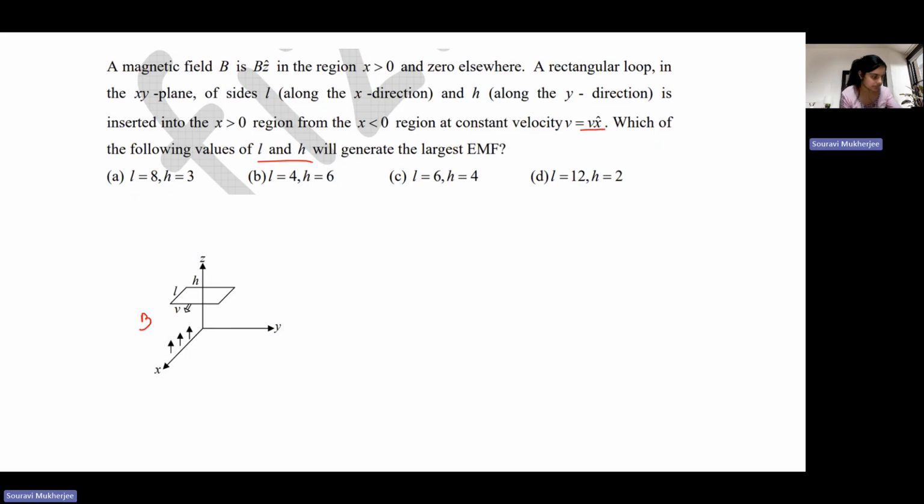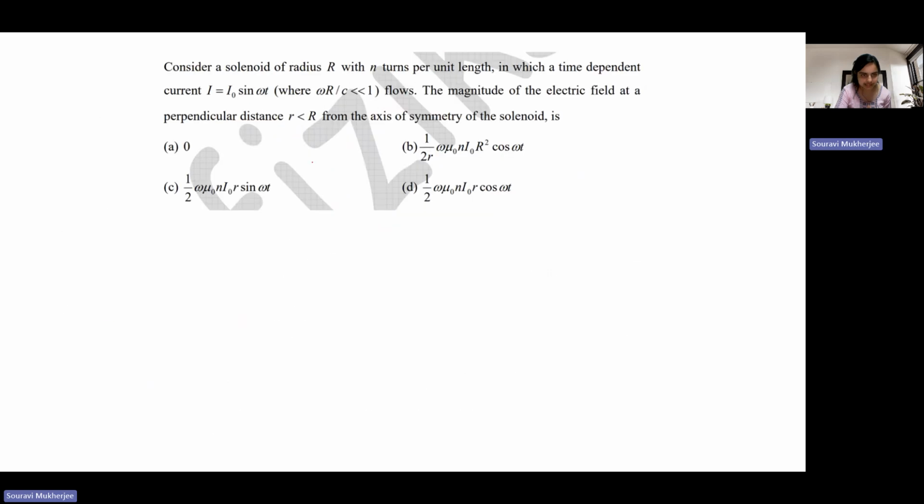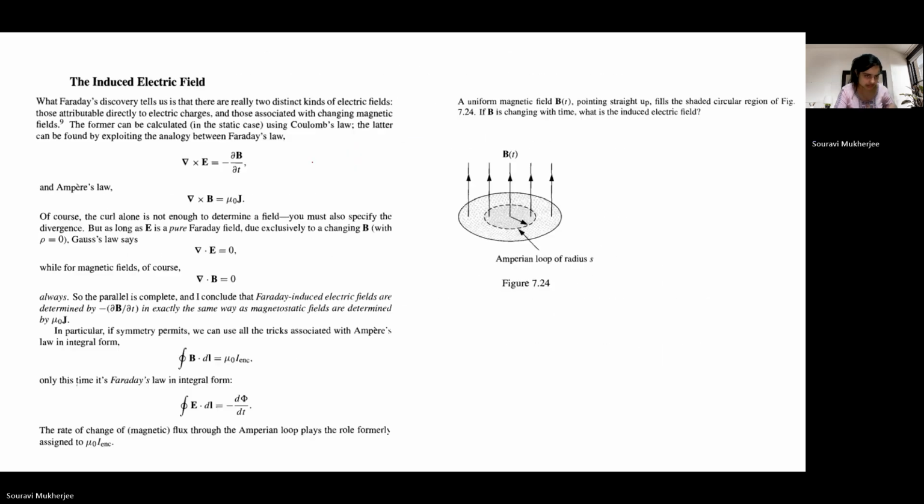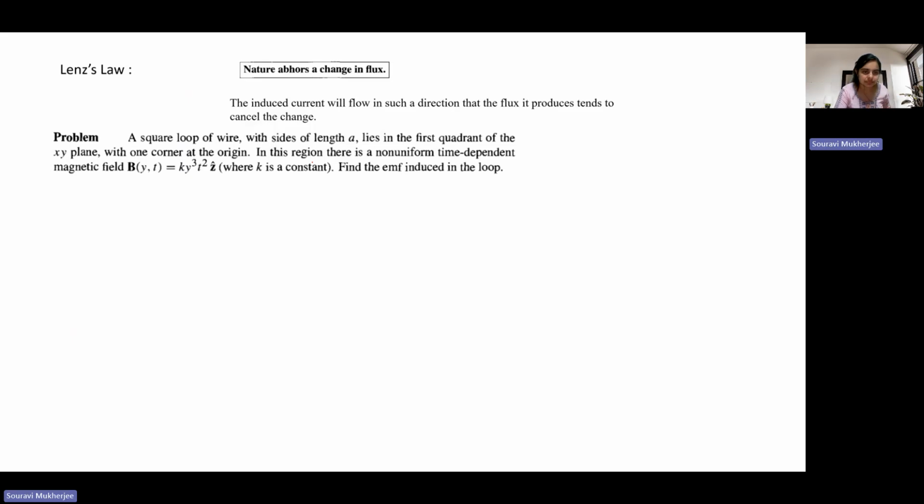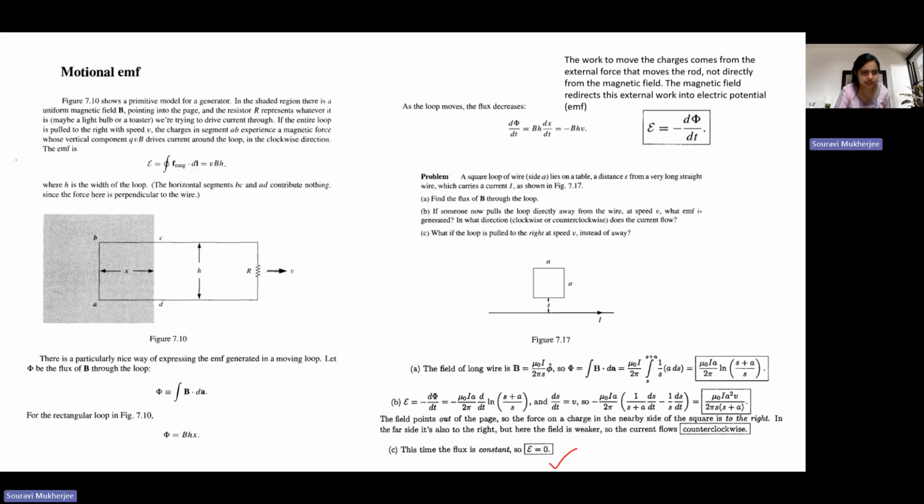Now the question says, which of the following values of L and H will generate the largest EMF? So for this question, we have to again go back to our idea of motional EMF. Let us go back and see what it told us. Here, it's similar to this question.